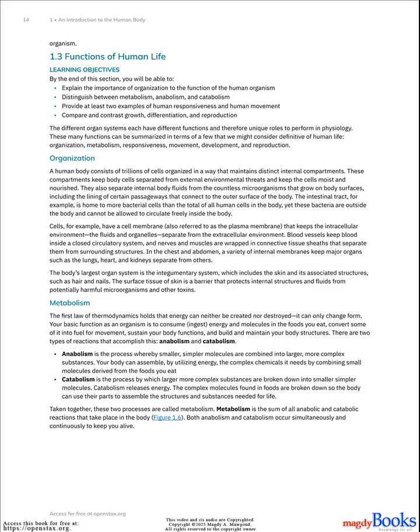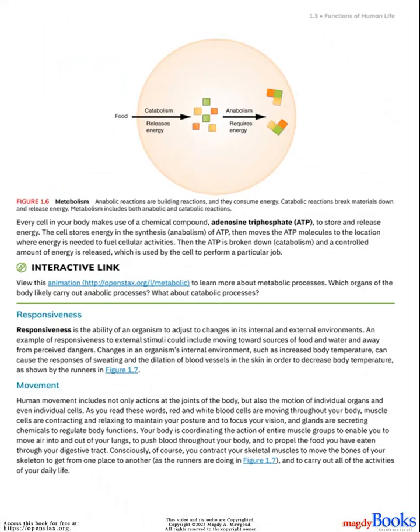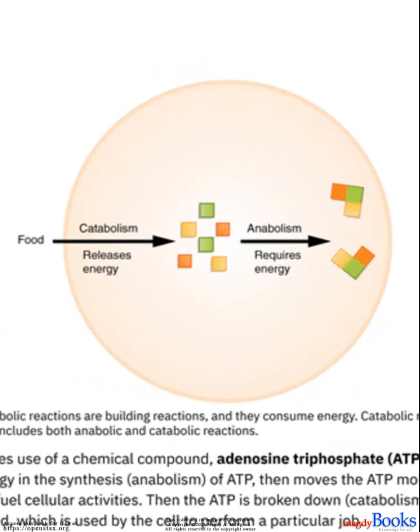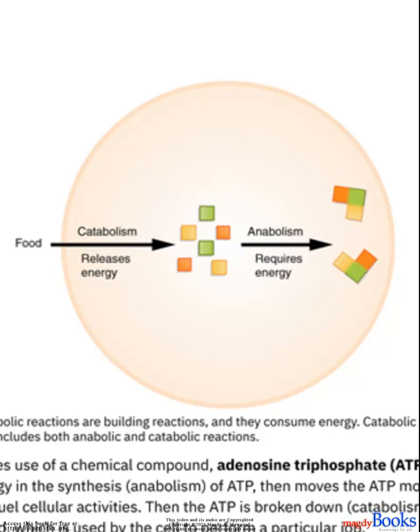Taken together, these 2 processes are called metabolism. Metabolism is the sum of all anabolic and catabolic reactions that take place in the body, Figure 1.6. Both anabolism and catabolism occur simultaneously and continuously to keep you alive. Figure 1.6. Metabolism. Anabolic reactions are building reactions, and they consume energy. Catabolic reactions break materials down and release energy. Metabolism includes both anabolic and catabolic reactions. Food. Catabolism releases energy. Anabolism requires energy.